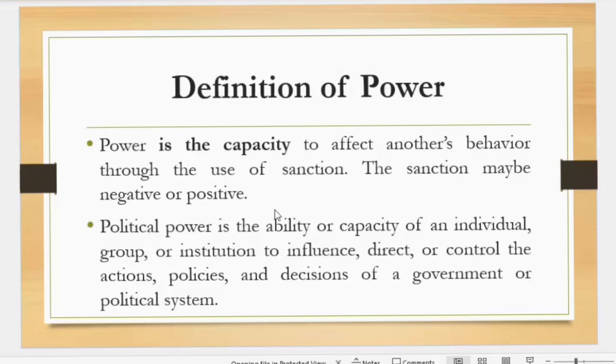So we also have here the definition of political power, and this is a type of power. It's defined as the ability or capacity of an individual, group, or institution to influence, direct, or control the actions, policies, and decisions of a government. If you see this definition, there are important points that we've mentioned here. You can see that it is the capacity or ability.